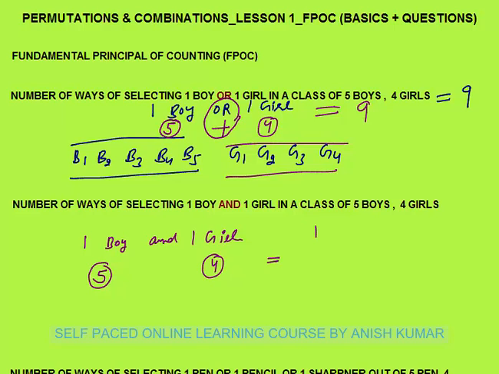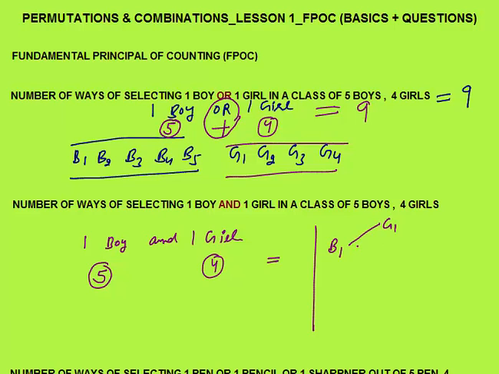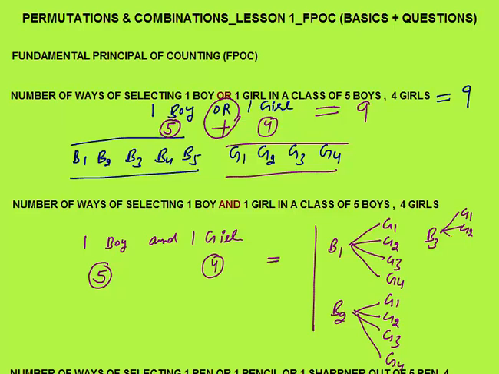Let's first understand the basics. Boy number 1, we need to select 2 students now, one boy and one girl. So boy number 1 can be selected with girl number 1, girl number 2, girl number 3, girl number 4. Same way, boy number 2 can also be paired with girl number 1, girl number 2, girl number 3 or girl number 4. So each boy can be paired with 4 girls. Same way, B3 can be paired with G1, G2, G3 and G4.